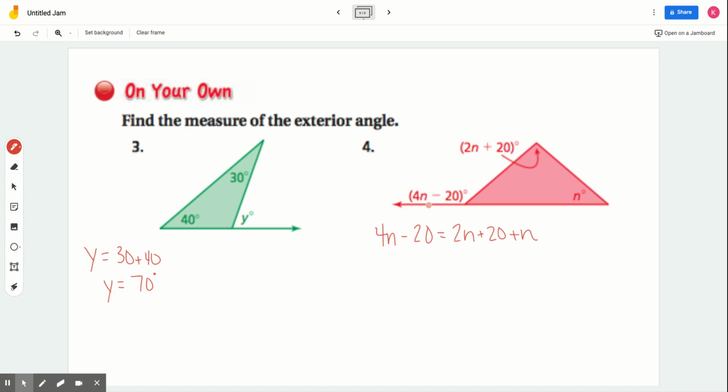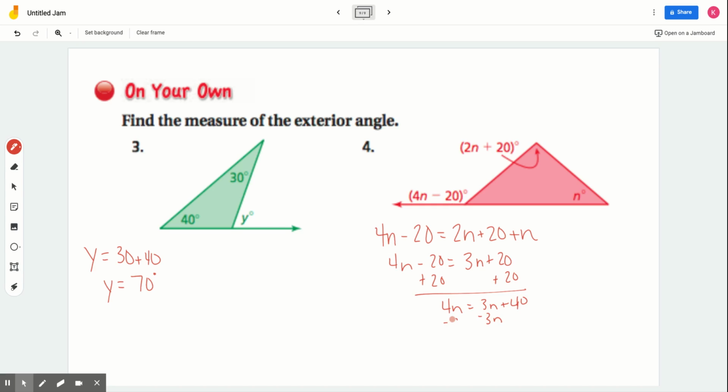My exterior angle of 4n minus 20 is equal to my two non-adjacent interior angles. Now we can combine like terms. 2n plus n is 3n. So I know that 4n minus 20 is equal to 3n plus 20. Let's start by adding 20 to both sides to get 4n equals 3n plus 40.